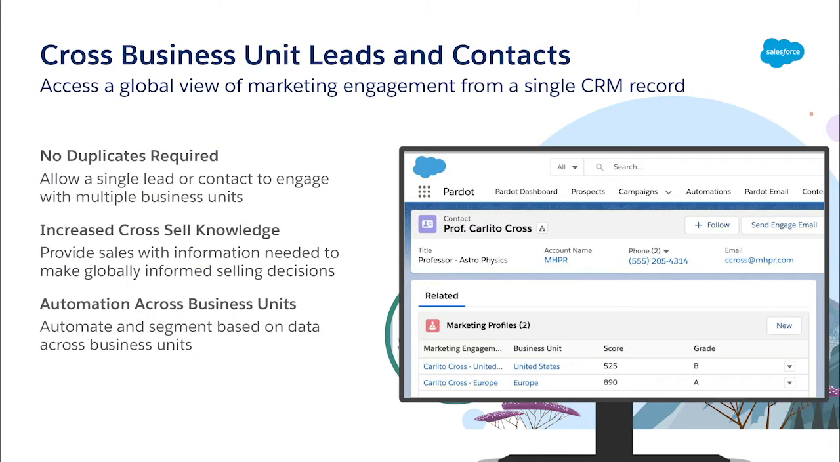In order to deliver an enterprise-wide view of the customer, we will be opening platform flexibility to allow a single lead or contact to exist across business units. With this flexibility, you'll be able to view data from each of your business units, enabling your sales teams a full picture of how their leads and contacts are engaging. You can also use that data to segment and automate. Let's see what this looks like in the app.